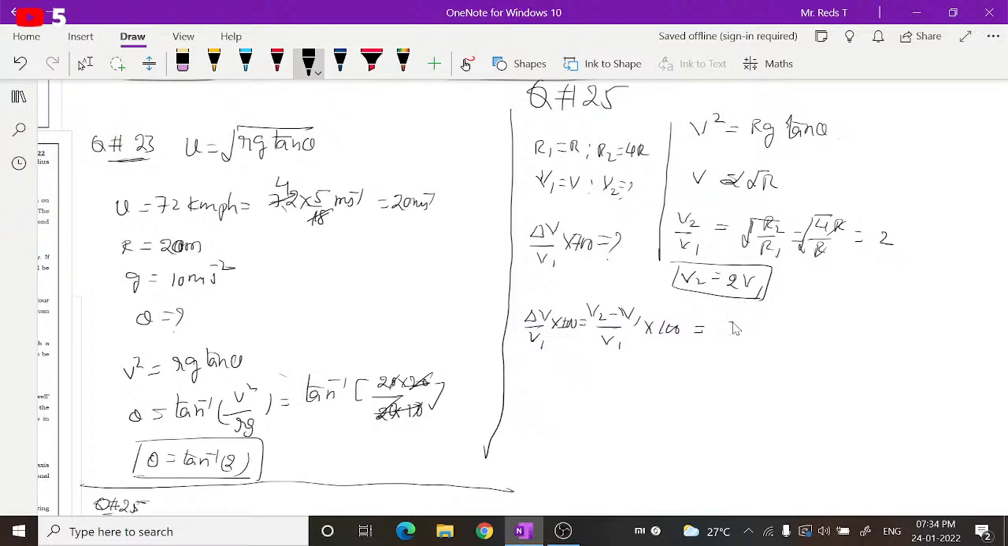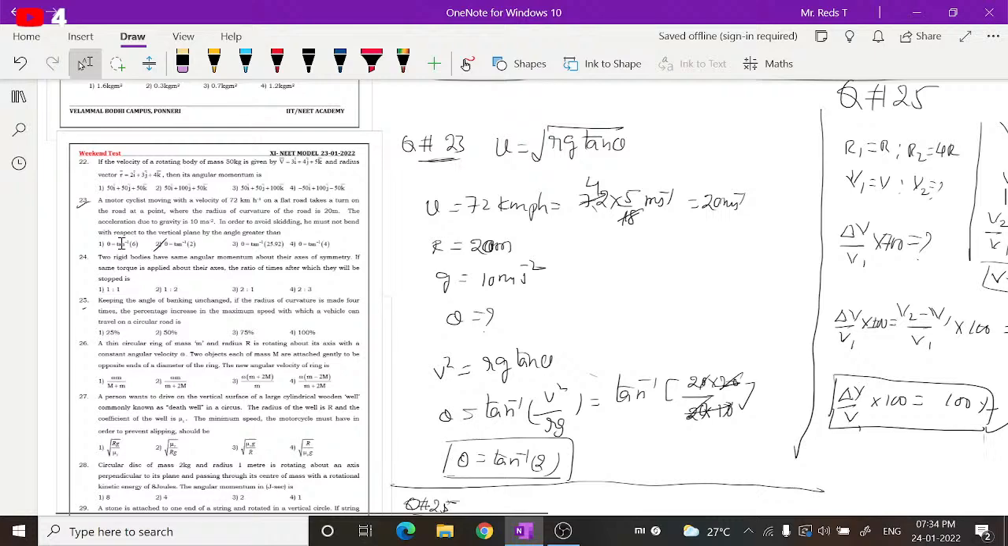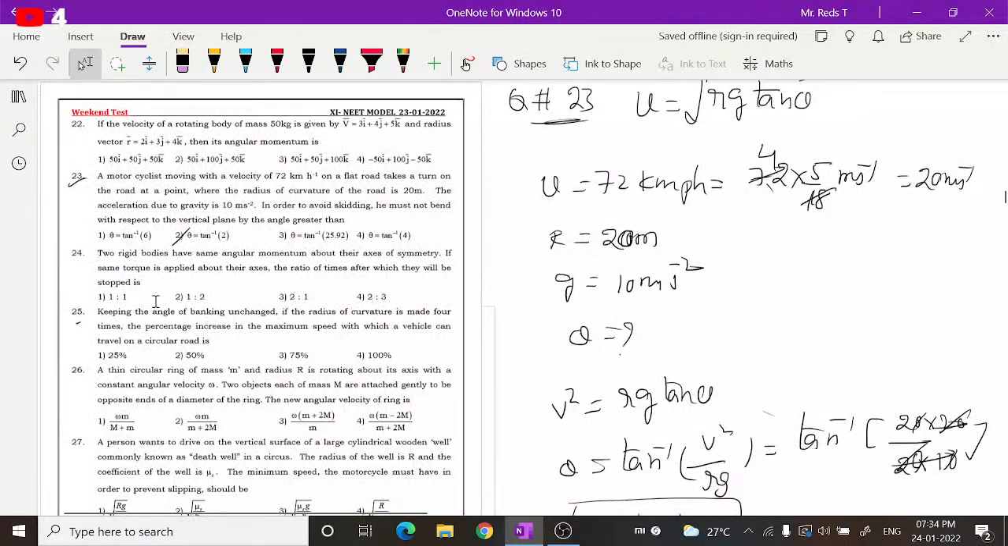So v2 is 2v1. So 2v1 minus v1 by v1 into 100. 2v1 minus v1 is what? v1. v1 by v1 is 1. So into 100 is 100. So we'll get 100%. So delta v by v into 100 is equal to 100%. The velocity should be increased by 100%. This is the meaning of the question. So you can now look into this question number 25, right? Yes, so it should be increased by 100%.